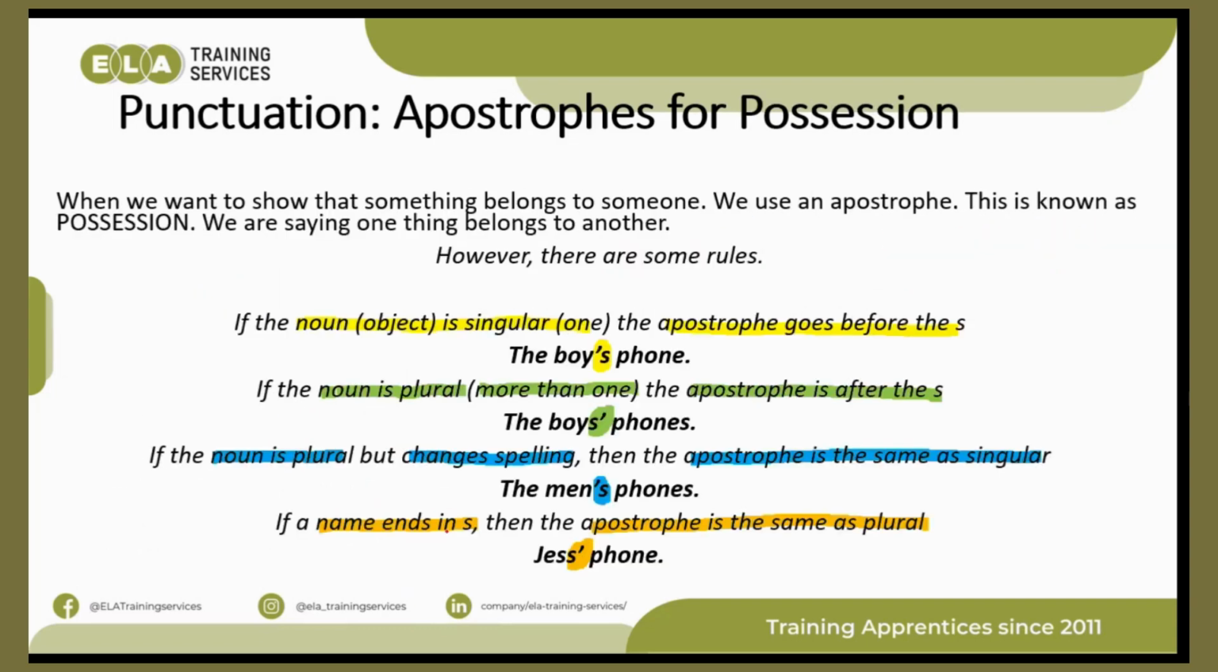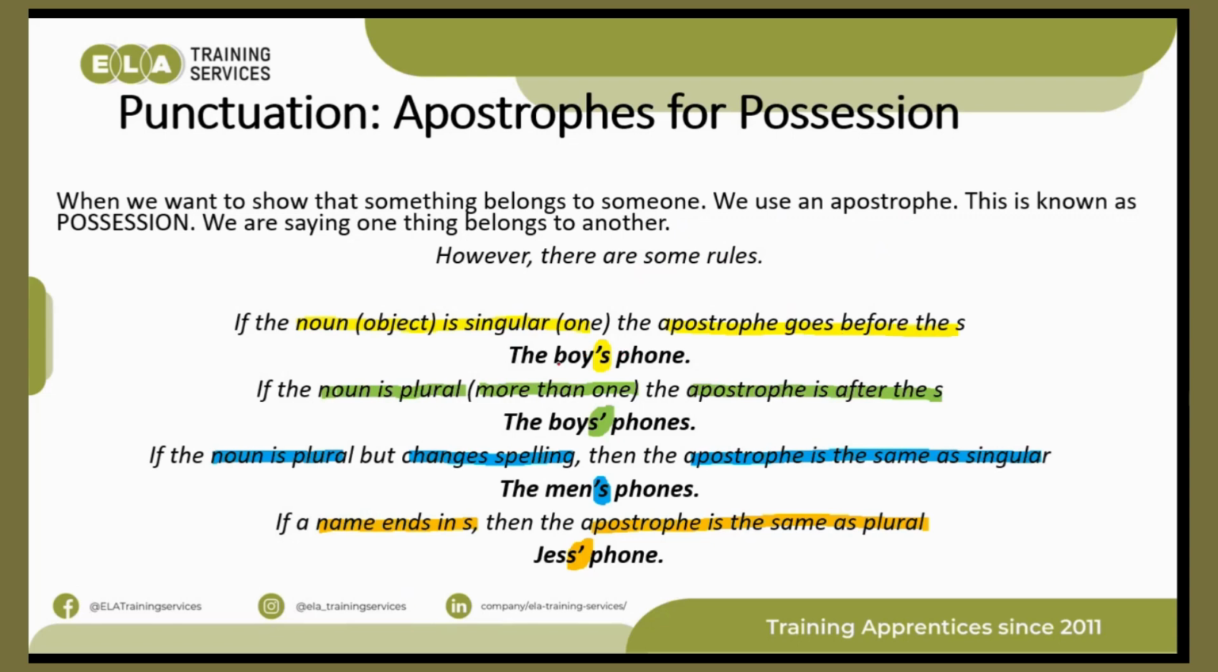We then have the topic of possession. When we want to show something that belongs to someone, we use an apostrophe. This is known as possession. We are saying here that one thing belongs to another, but there are some rules to remember. If the noun, so the object, is singular, so there's just one, the apostrophe goes before the S.